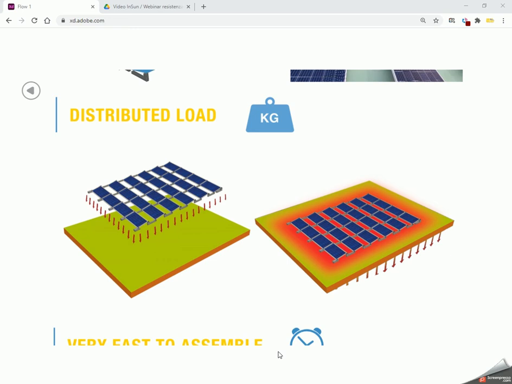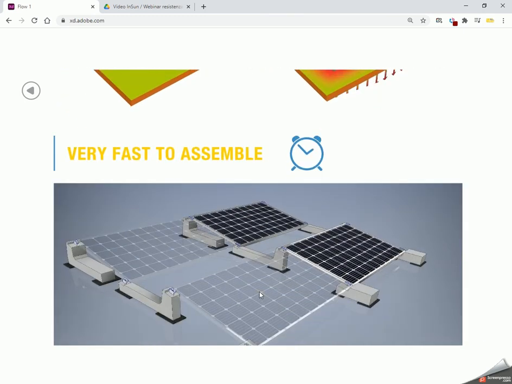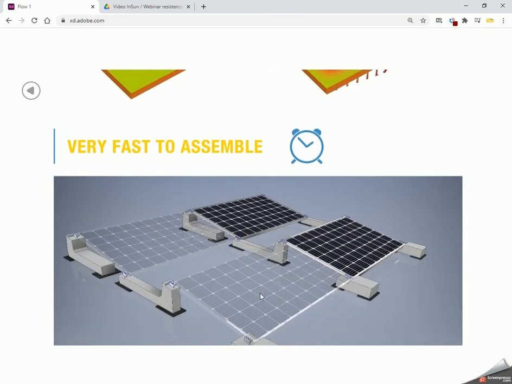Another advantage of the Connect system is the speed of installation. As you well know, I'm referring to those who have already used our system or who have already watched some of our videos or webinars. Sun Ballast stands out exactly for the simplicity and speed of installation. Our product, in fact, allows installation times up to 70% faster than the traditional system.